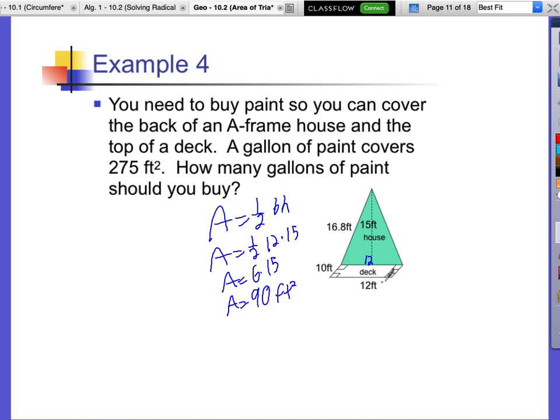The area ends up being 90 square feet for this. And then we also need to find the area of this rectangle here. How do we find the area of a rectangle? Base times height, length times width, either way. It would be 10 times 12 or 12 times 10, it doesn't matter. So it ends up being 120 square feet. What do we do with these two measures? Your total area ends up being 210 square feet. So how many gallons of paint do we need to buy? Just 1 gallon.